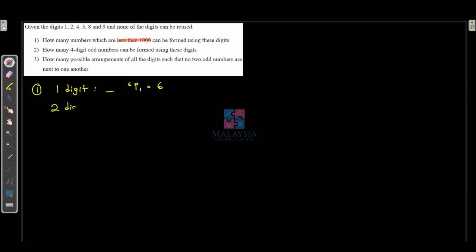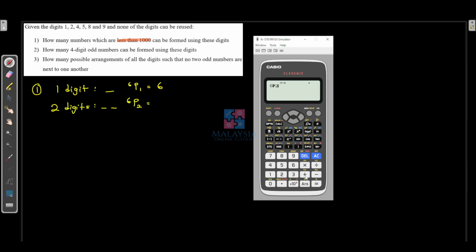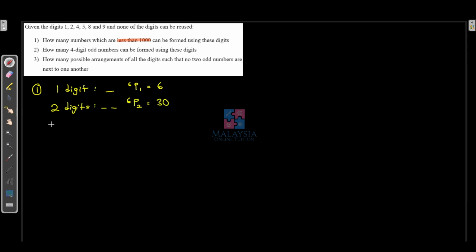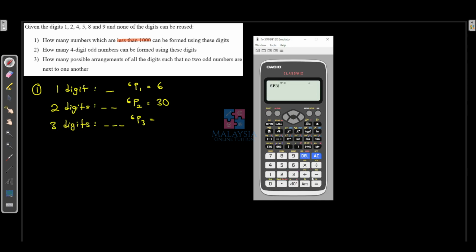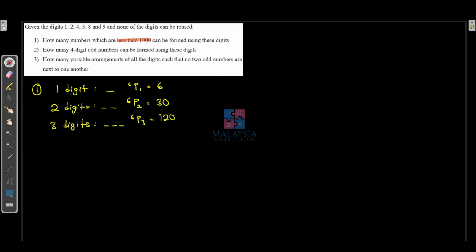Now for 2 digits, of course, you will be having 2 spaces. Since you have 6 digits and none of them can be reused, this is going to be 6P2, which is 30. And finally, for 3 digits, we are going to be having 3 spaces, and we have 6 digits to be chosen from, to be rearranged from. So we have 6P3, which is 120. Now you add all of them. 120 plus 30 is 150, plus 6 is 156. So this is the final answer for question number 1, part 1.